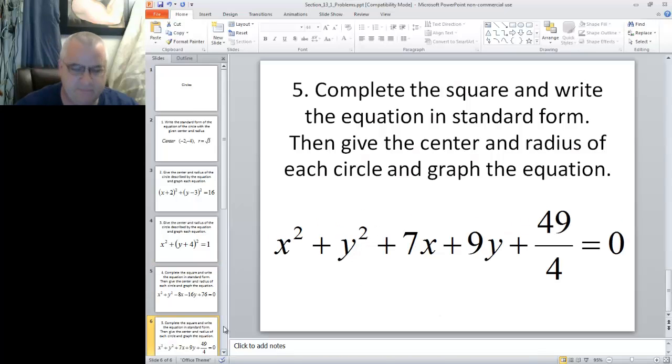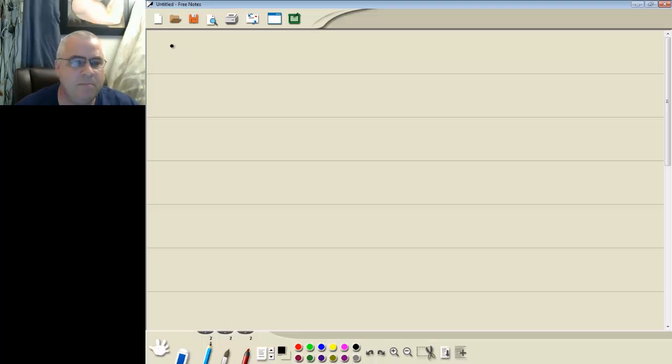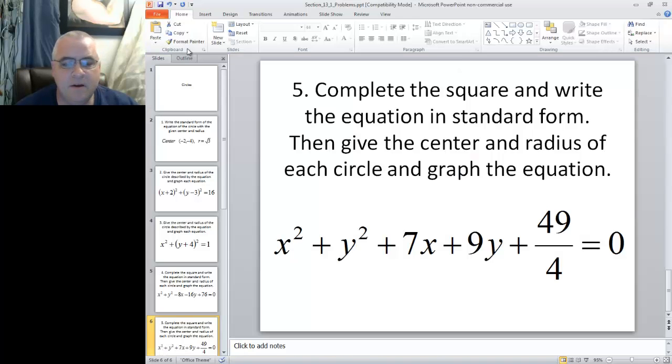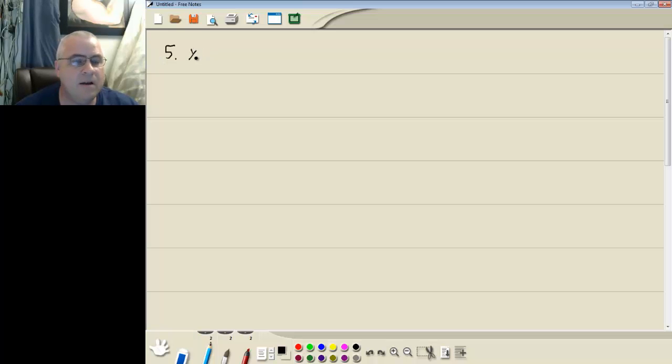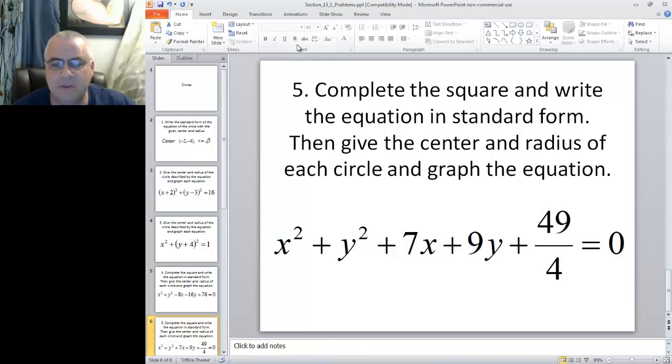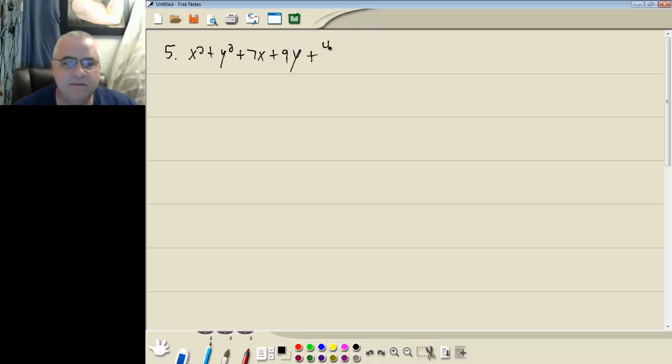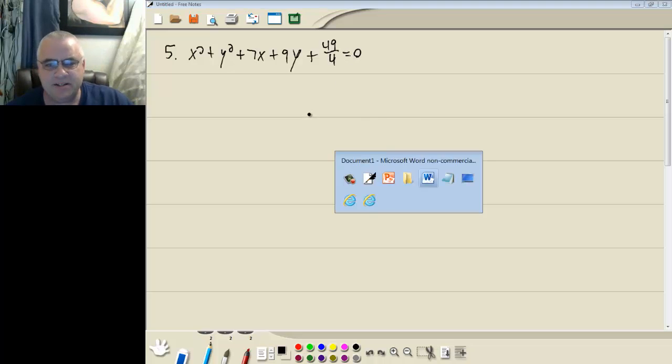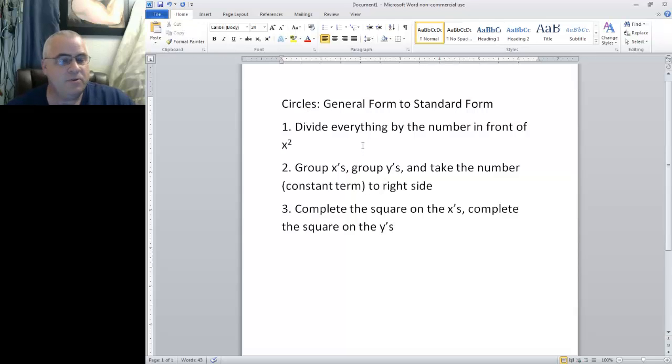There we go. Let's take a look at this last problem. We got x squared plus y squared plus 7x plus 9y plus 49 over 4 equal to 0. Again, we need to put this in the standard form, so let's go through our steps.